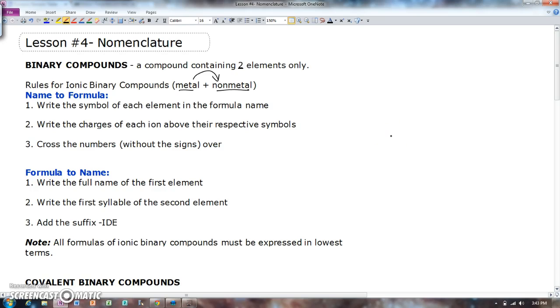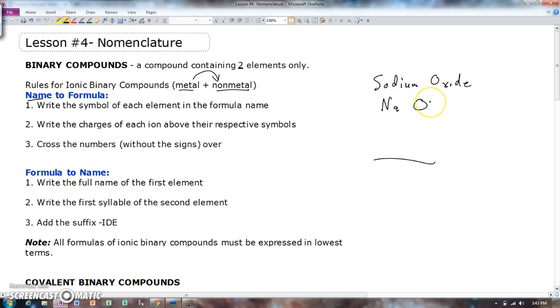So looking at ionic compounds, let's go from a name to a formula. Okay, so the first thing you would do is write the symbol of each element in the formula name. So let's just use the example that I just gave you of sodium oxide. Okay, so I'm going from the name, and now I want to get down to a formula. So the first thing I will do, I'll write the symbol of each element in the formula name.